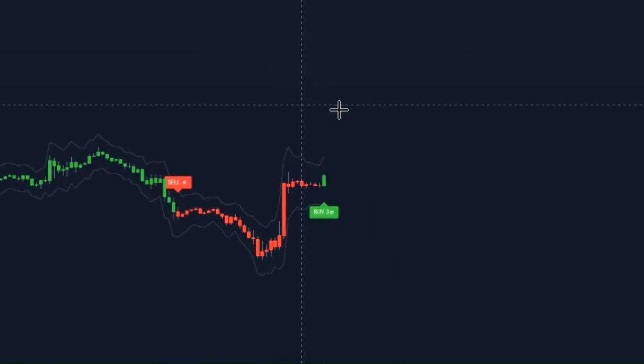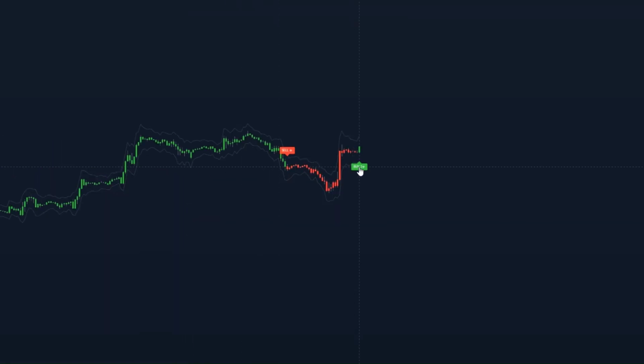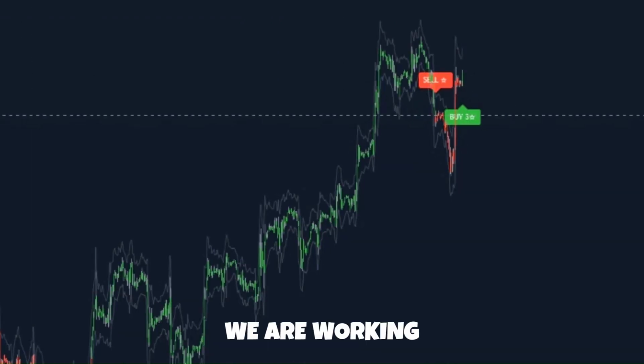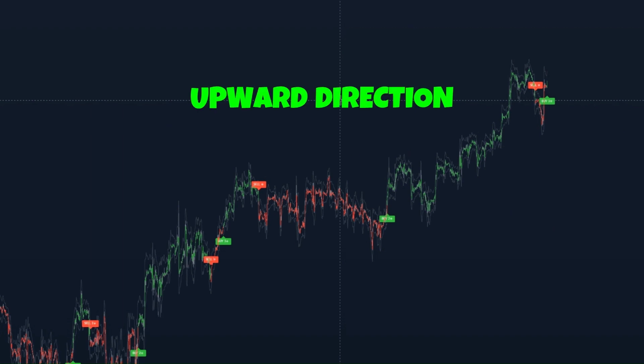And there we go, you can see we had our first buy signal for the strategy right here. When we've zoomed in on the chart, it does seem like the price is consolidating, but remember we are working on a much larger scale here, and when we zoom out we can see very clearly the price is actually trending in an upward direction.